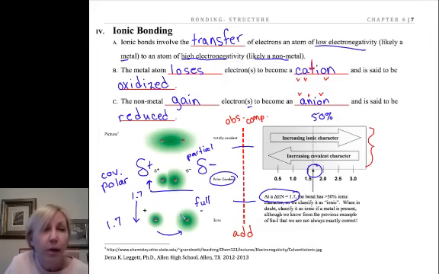Polar is opposing ends. Okay? This would be maybe analogous to a very healthy relationship in which both people are giving equally to the relationship. And this is usually considered to be less than 0.3 for your difference in electronegativity. All right, for that.